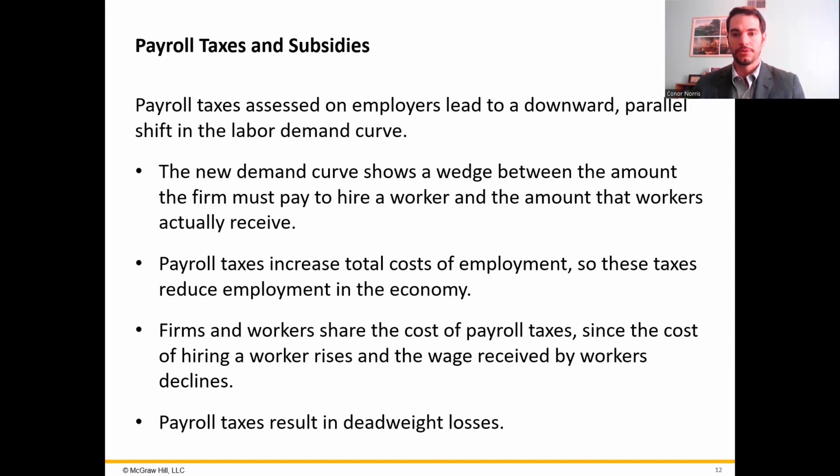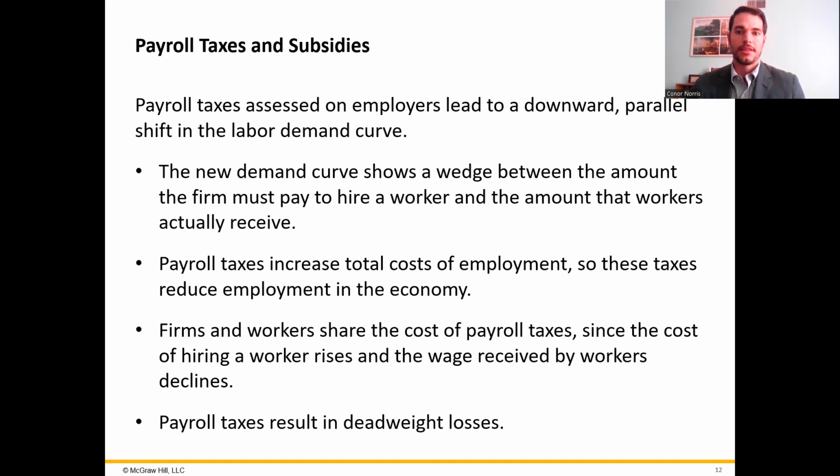For example, if a payroll tax is imposed, how does the employer bear the cost? Do they bear all of the costs, or is it shared with the workers? And how does an employment subsidy impact a firm's decision to hire? Does it make them more likely to hire someone or less likely? These are some of the questions that we'll answer as we delve into this topic in this lecture.